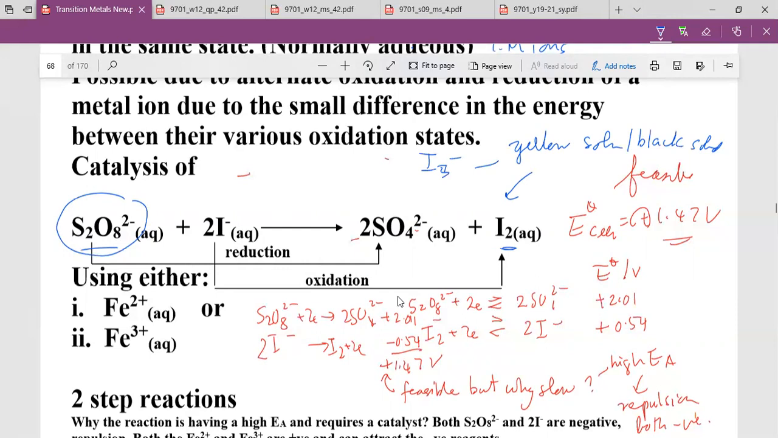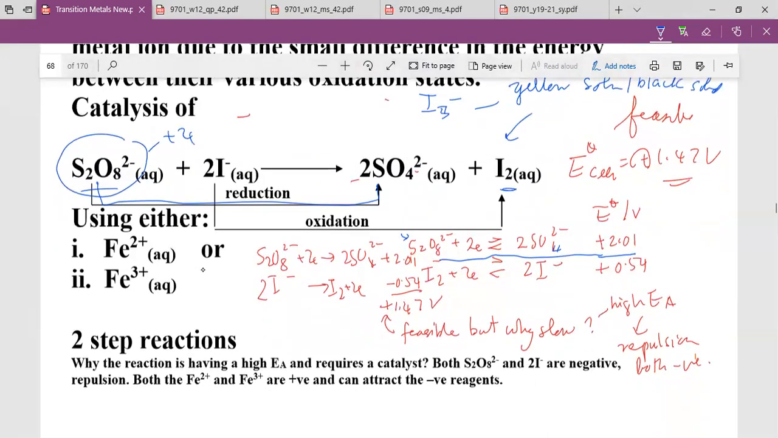So remember from here to here, it will accept 2 electrons to give you your sulfate. This is the original equation from your data book. And of course, I minus to I2 is oxidation. So one is reduction, one is oxidation. This is a redox reaction. Now, by itself, you can see this can occur.